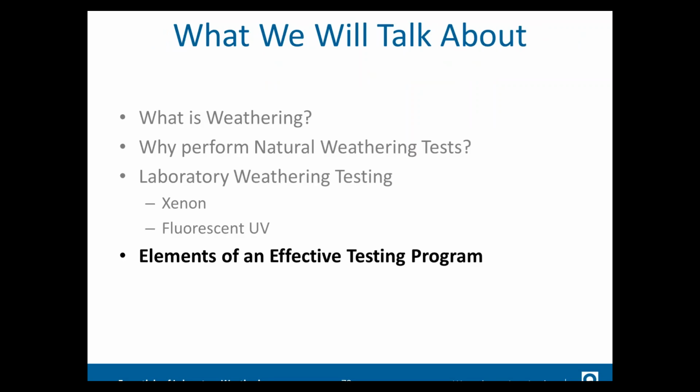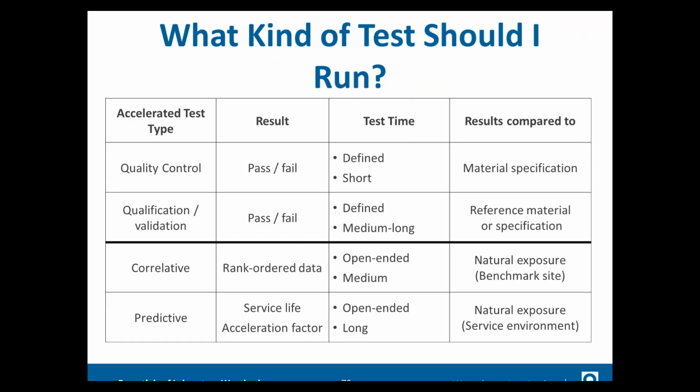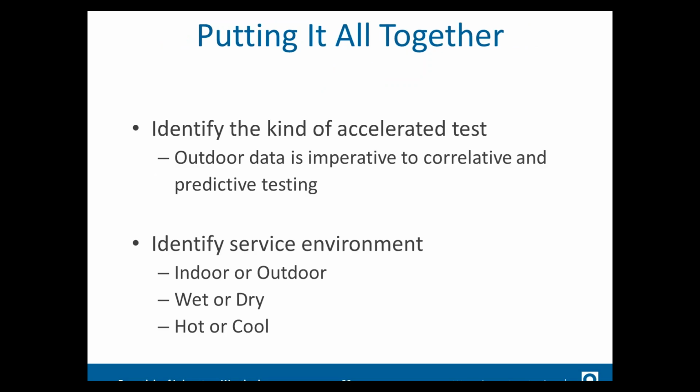So putting this all together, let's talk about elements of an effective testing program. The first thing you need to do is identify what kind of test you should run. And if you haven't done any weathering testing, let's just cross that bottom one off because you're not going to be there yet. But if you're just looking for a quality control test, you're going to be looking for different things than if you're looking for some R&D development or correlative testing. So pick which type of test you want to run, and then find out whether or not you need outdoor data. And if you don't have outdoor data, start collecting that outdoor data as soon as possible.